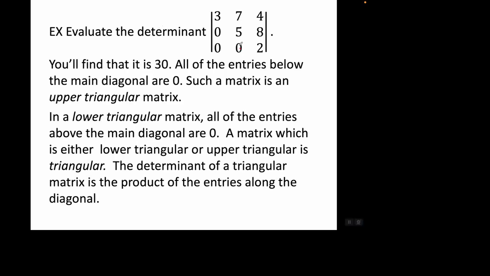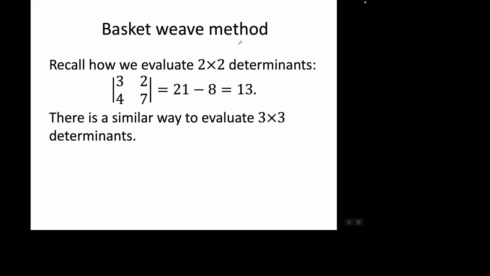All of the entries below the main diagonal are 0. Such a matrix is called an upper triangular matrix because the only stuff that's important is in the upper triangle of the matrix. In a lower triangular matrix, all the entries above the main diagonal are 0. A matrix which is either lower triangular or upper triangular is triangular. And the determinant of a triangular matrix is the product of the entries along the diagonal. So in this case, 3, 5, 2. So knowing that it's a triangular matrix, we could have just calculated that the determinant is 3 times 5 times 2.